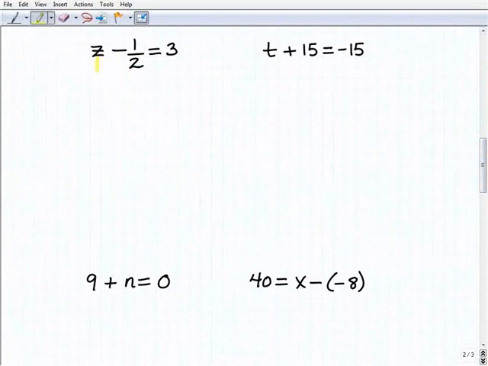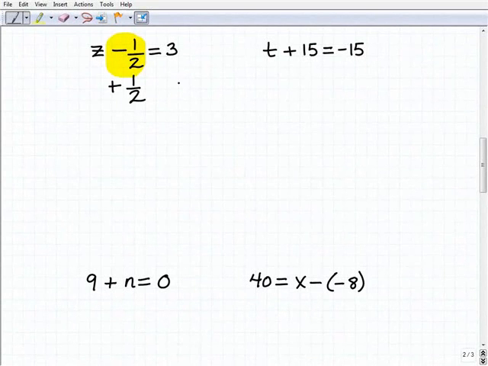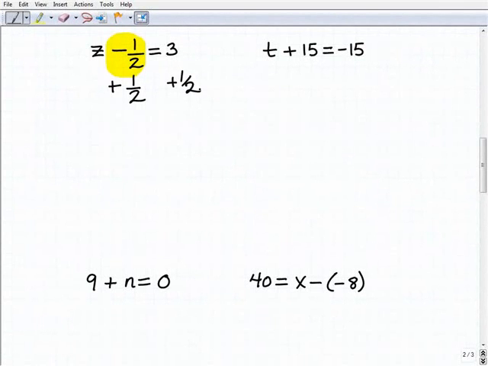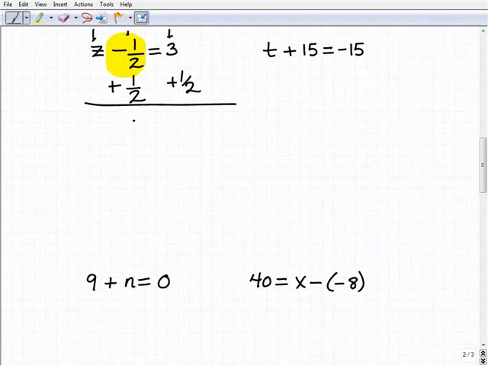So our next one here is z minus 1/2 equals 3. We have a fraction, but it's no big deal. It's the same principle. So to get rid of this negative 1/2 next to the z, I'm going to add 1/2 to both sides of the equation. So adding down, I'm just drawing these little lines here to illustrate what we're going to be doing. I get z plus nothing is z. Negative 1/2 plus 1/2 is 0. And then 3 plus 1/2 is simply 3 and 1/2.